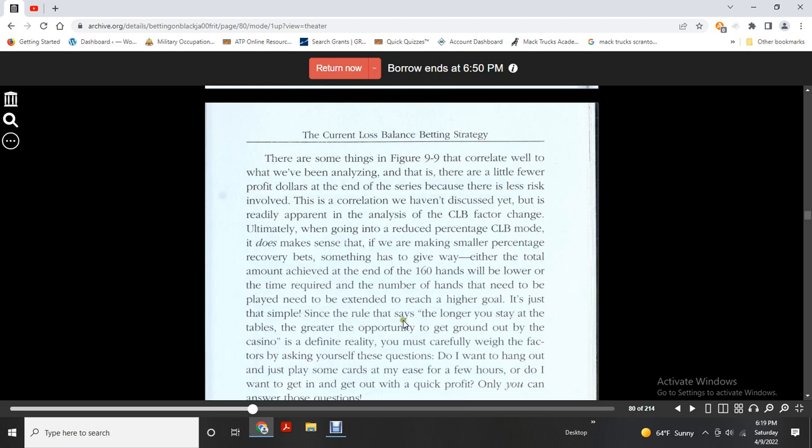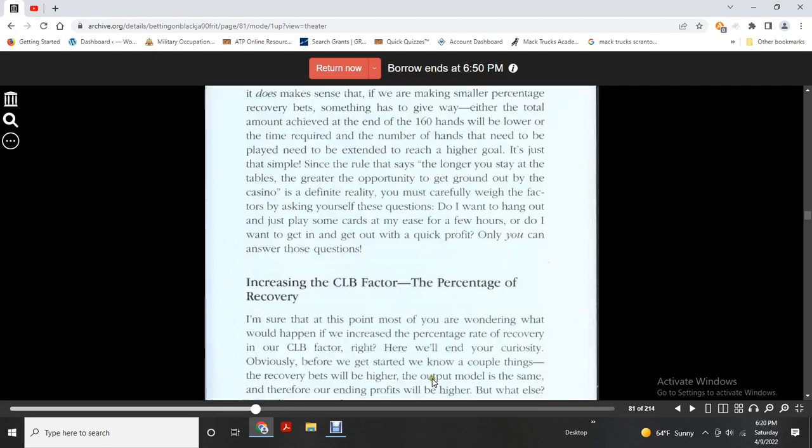It's as simple as the rule that the longer you stay at the table, the greater the opportunity to get taken out by the casino. The reality is that you must be careful to weigh the factors by asking yourself the question: do I want to hang out and just play cards for a few hours? Do I want to get in and get some quick profit? Only you can answer those questions.